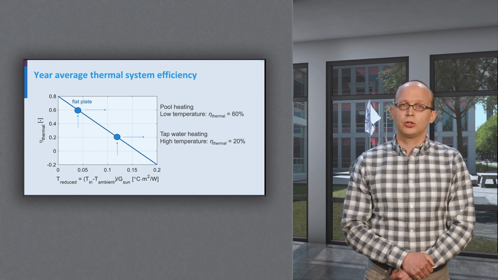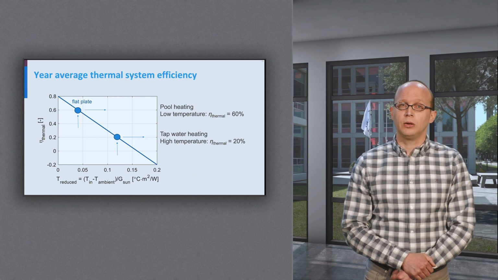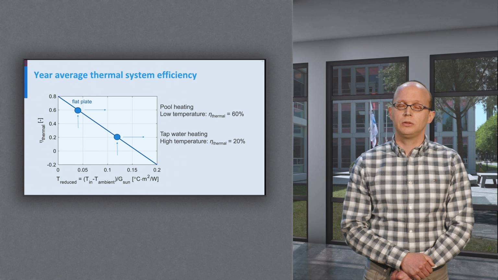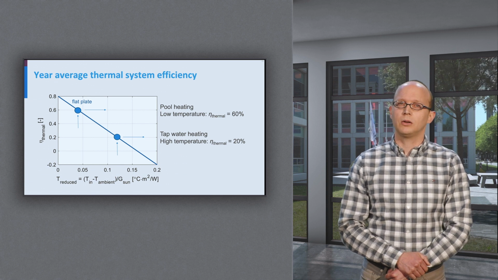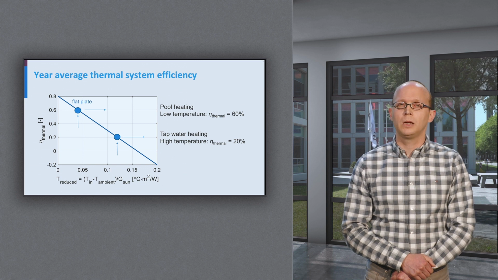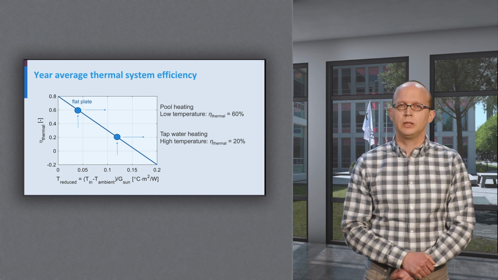The year average thermal efficiency depends not only on the type of collector, but also on the required temperature. For a low temperature application, such as pool heating, this collector may achieve a 60% year average thermal system efficiency, while for a higher temperature application, the same collector might reach only 20% efficiency.